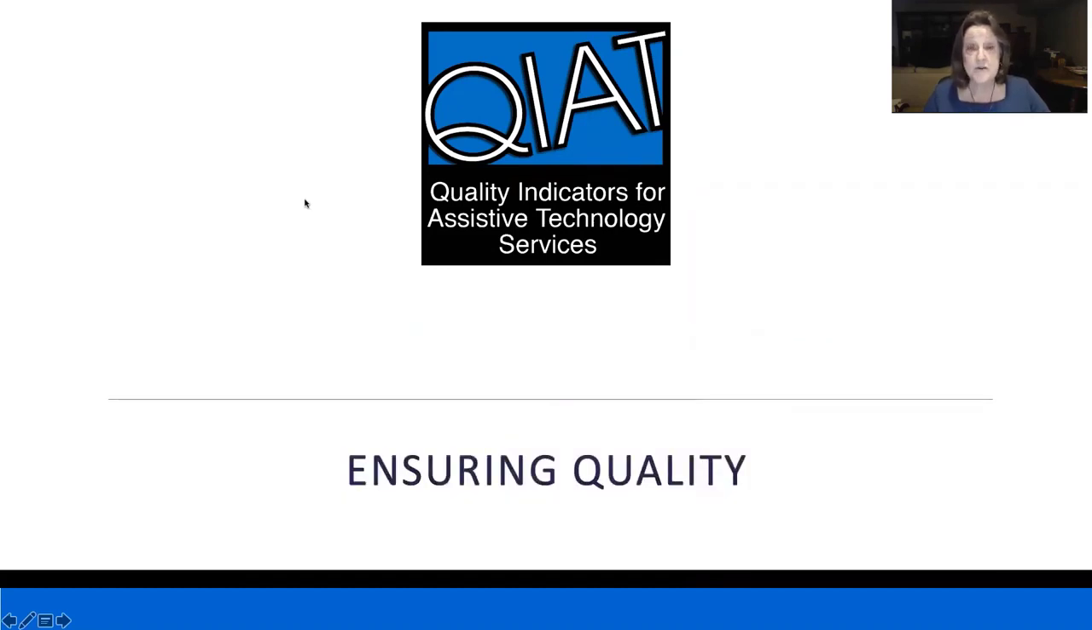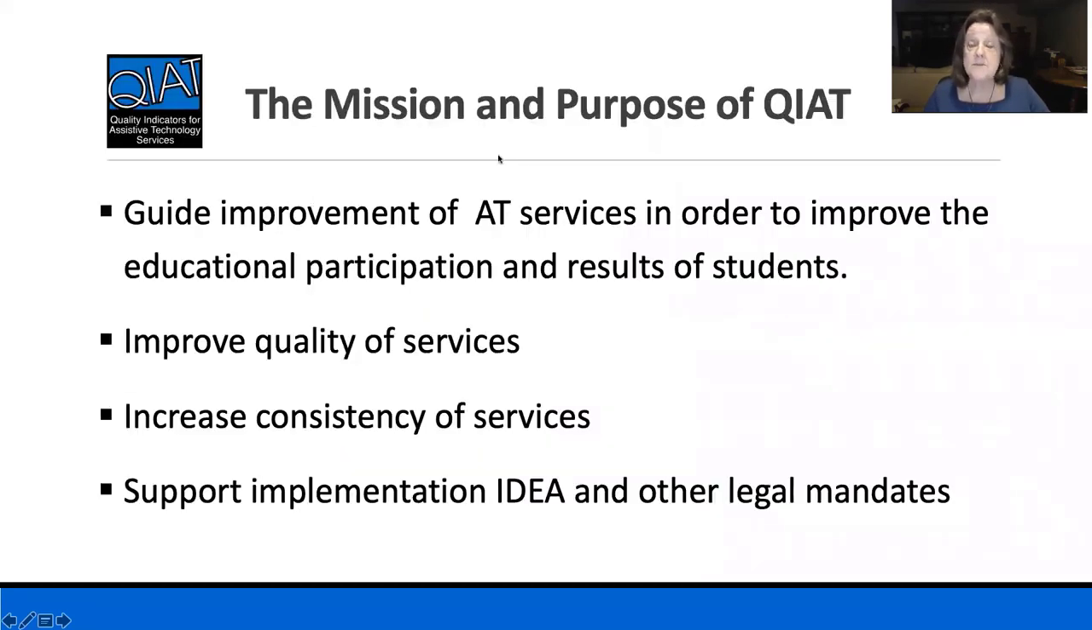QIAT is all about ensuring quality, so let's look a little bit at the mission and the purpose of QIAT. The overarching goal is to guide improvement of assistive technology services in order to improve the educational participation and results of students, to improve the quality of services, the consistency of services, and of course, to support the implementation of the Individuals with Disabilities Education Act and other legal mandates.